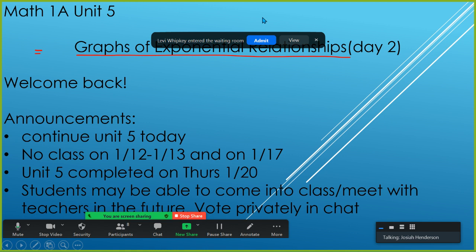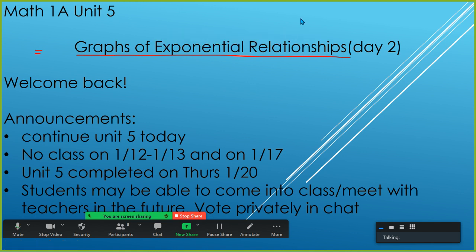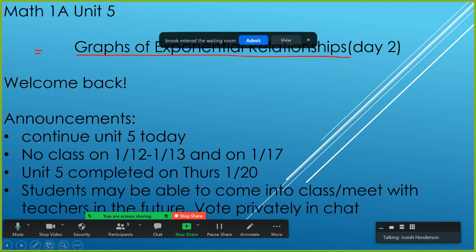A couple announcements. Today we're going to be continuing Unit 5, what we started yesterday. Then the schedule for this month might be a little confusing, so I have a calendar I want to show you in just a moment. But next week, we're not going to have class on the 12th through the 13th. So that's Wednesday and Thursday of next week. And then again, no class on Monday, the 17th.